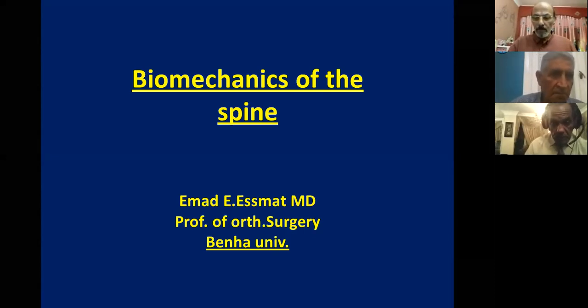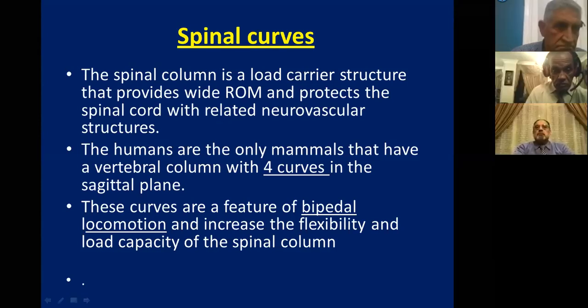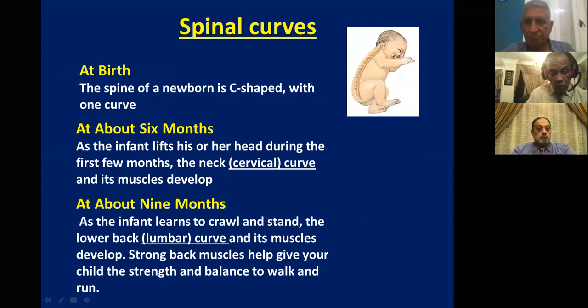This talk will be on the biomechanics of the spine. Spinal curve. The spinal column is a load carrier structure that provides a wide range of motion and protects the spinal cord with related neurovascular structures. Humans are the only mammals that have a vertebral column with 4 curves in the sagittal plane. These curves are a particular feature of bipedal locomotion and increase the flexibility and load capacity of the spinal column. As we all know, at birth, the spine of the newborn is C-shaped with 1 curve only.